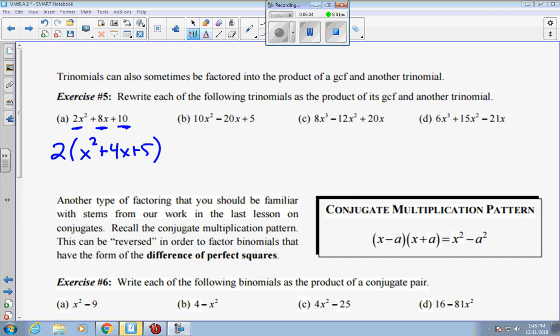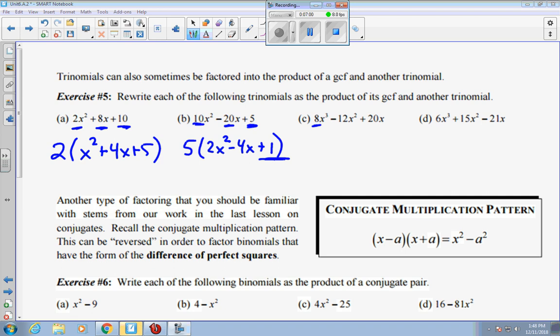Letter B, I have a 10, a 20, and a 5. A 5 can come out of every single term. I have a 2x squared minus 4x. Now this last term is sometimes forgotten. It is a plus 1. Do not forget the plus 1. If you're factoring out of a trinomial, you must have a trinomial left in your parentheses.